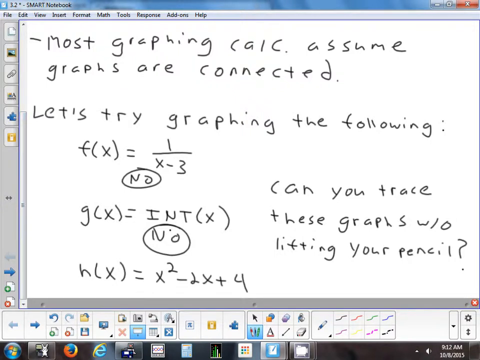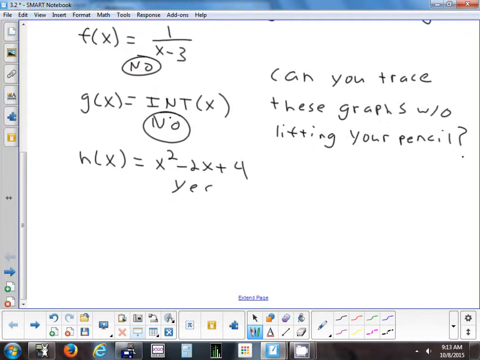And then how about something like this? This would be a parabola. Could you trace that without picking up your pencil? Yeah. Okay, so that one's a little different.